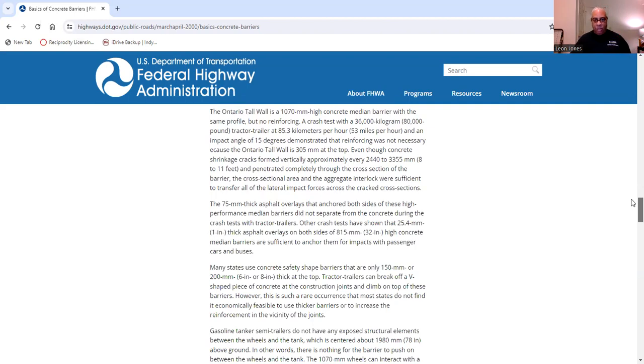And today, many states use the concrete safety-shaped barriers that are only 6 to 8 inches thick at the top. Tractor trailers can break off a V-shaped piece of concrete at the construction joints and climb on the top of these barriers. However, this is such a rare occurrence that most states do not find it economically feasible to use thicker barriers or to increase reinforcement in the vicinity of the joints.